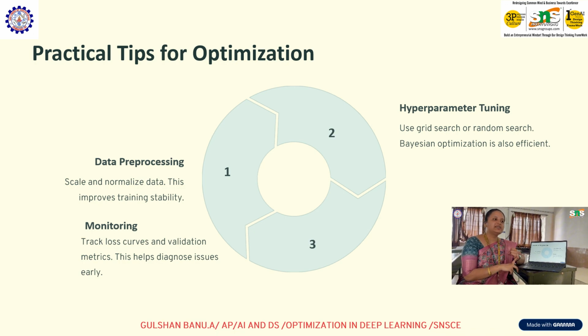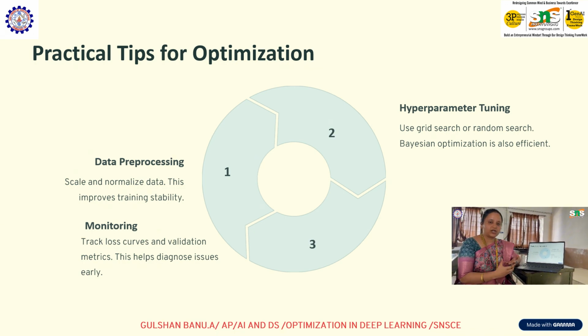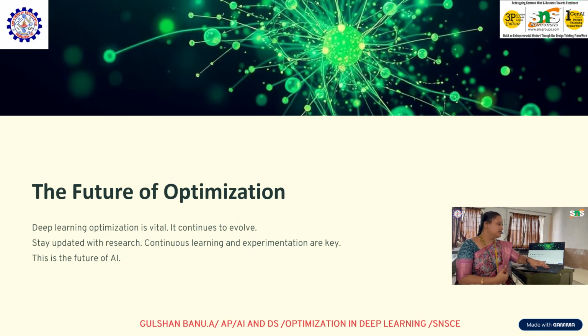The first thing is data pre-processing. Whatever data you are working with, you have to pre-process the data and work on it. The second thing is hyperparameter tuning. You have to use grid search or random search, and work based on it. Next is monitoring. It is simple, like how you work on a project. First you pre-process the data, then you process the data, then you monitor the process. Only then can you use the different kinds of approaches based on it.